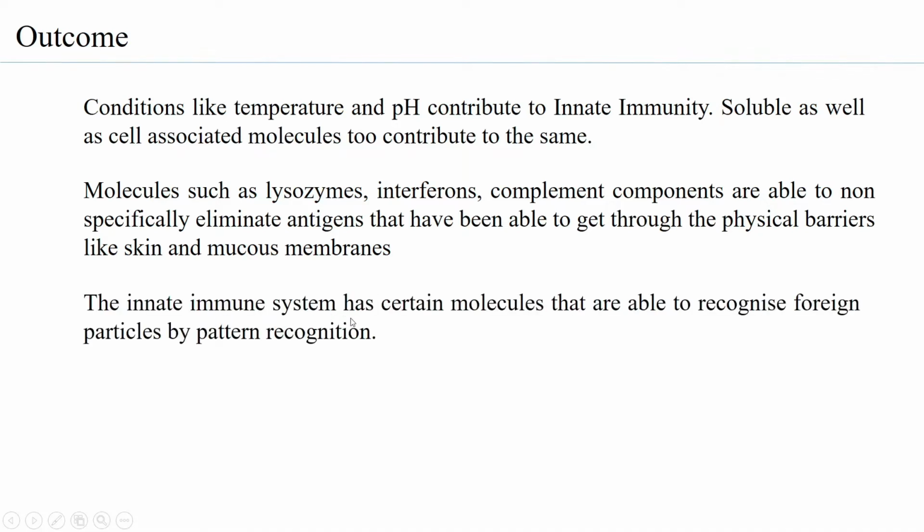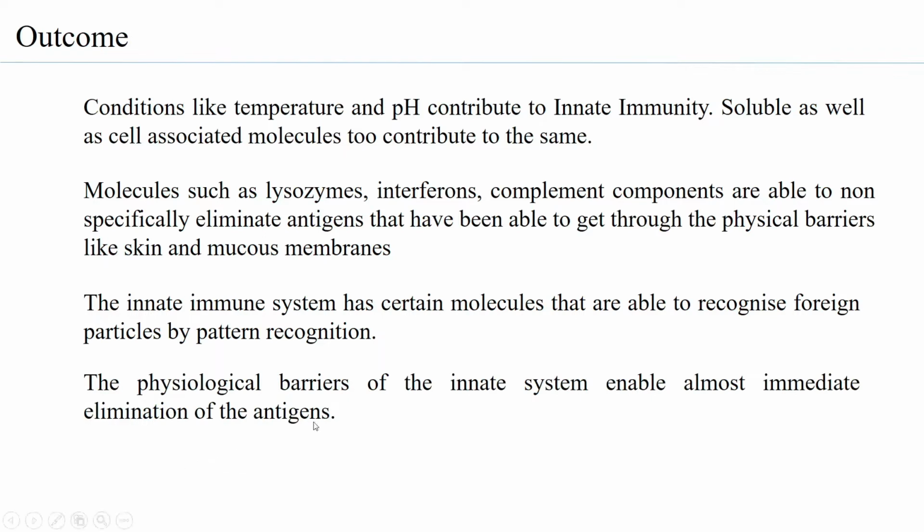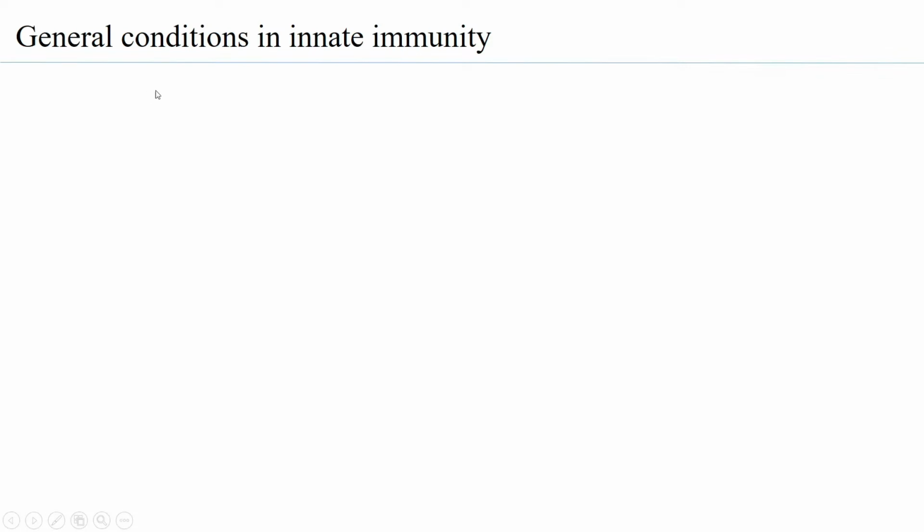The innate immune system has certain molecules that are able to recognize foreign particles by pattern recognition. And the physiological barriers of the innate system enable almost immediate elimination of the antigens. So the response may not be a highly specific response, but it is non-specific and fast. So let us look at the general conditions in innate immunity.